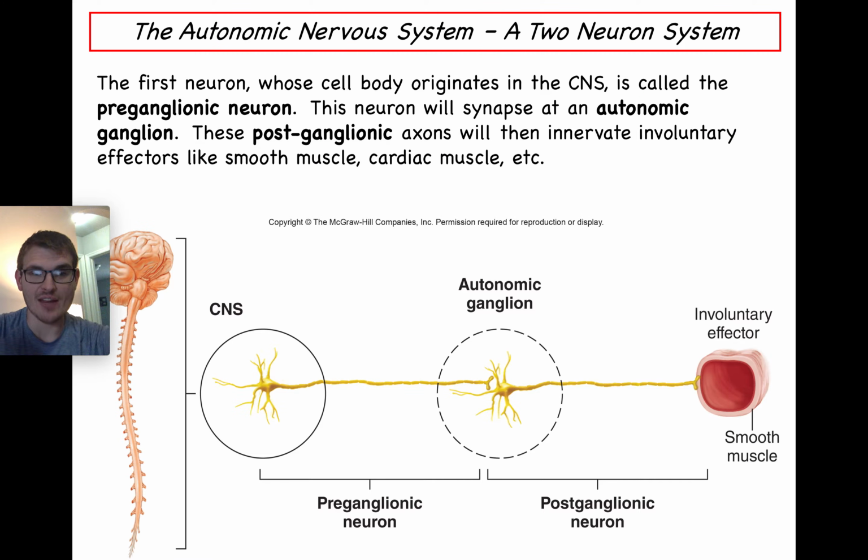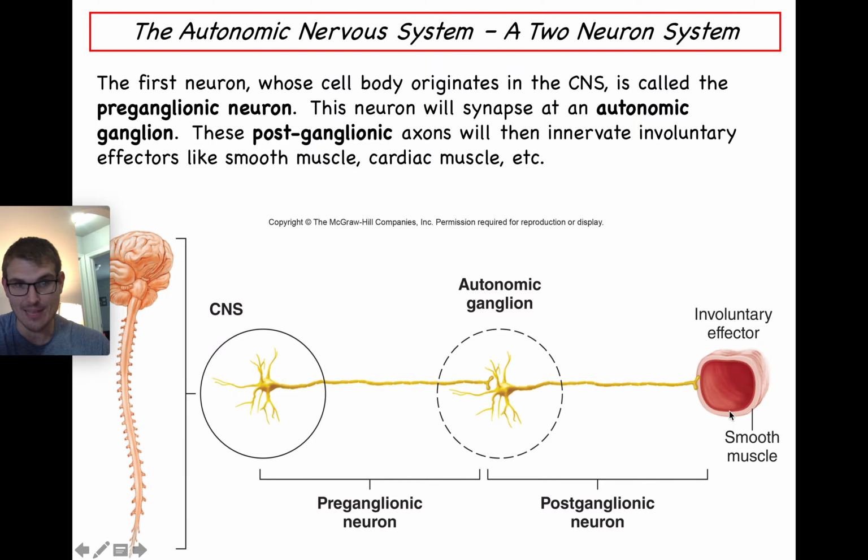So this is all stuff that I just covered. The first neuron cell body is either in the spinal cord or in the brain. That's your preganglionic neuron. It synapses on the autonomic ganglion. It will excite postganglionic neurons. We produce action potentials there, and then we send our axons out to involuntary autonomic effectors.